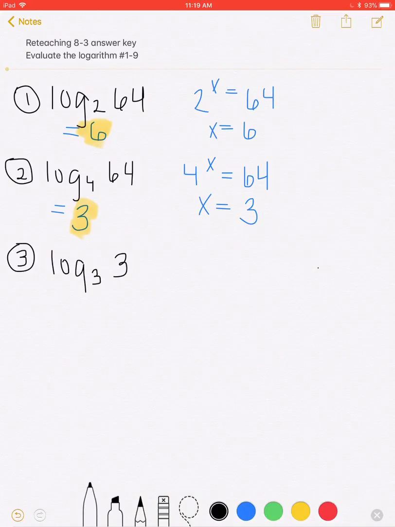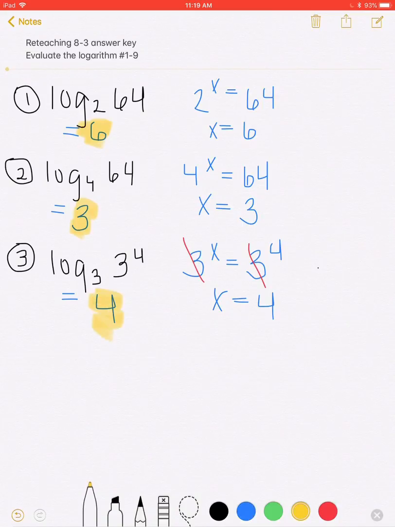All right, here we are, number 3. We got log base 3 now of 3 to the 4th. So we're going to rewrite in exponential form, and we have 3 to the x is equal to 3 to the 4th. And this is where we have to remember those properties of exponents from Algebra 1. This is our equality property. So we're able to get rid of those same bases, and then we see that our exponents are equal. So our final answer here is just 4.